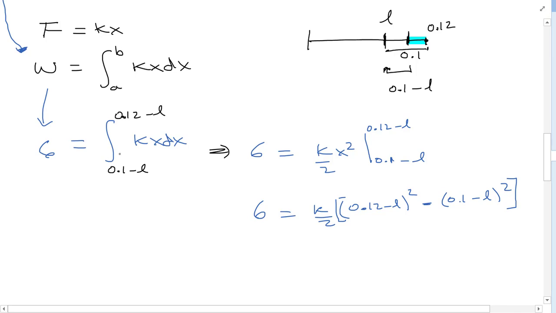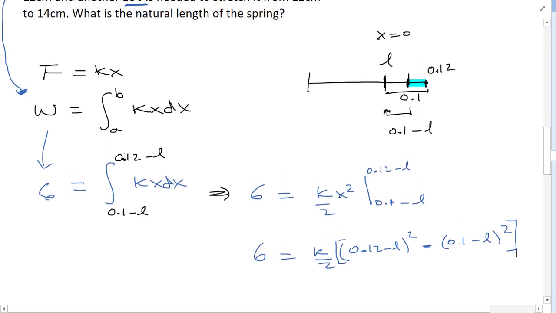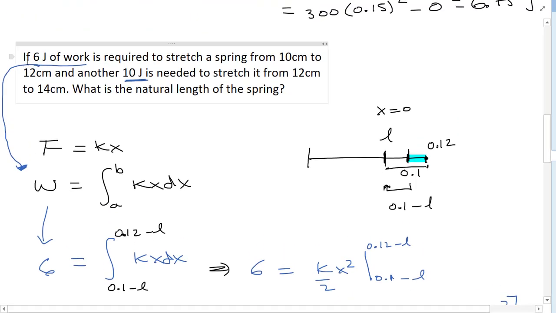And so this is kind of hard, right? Because we have two unknowns. I don't know k and I don't know L. So you might be thinking, how do we solve for k and L? Well, I've only used part of the problem given to me. 6 joules of work is required to stretch a spring from 10 centimeters to 12 centimeters. And another 10 joules, so there's another work there to stretch it from 12 centimeters to 14 centimeters.